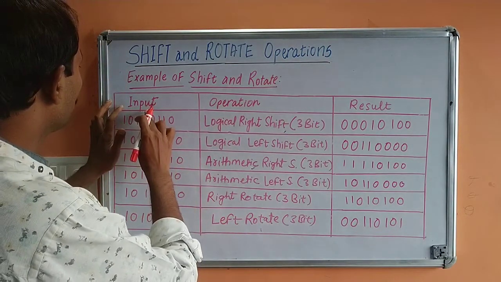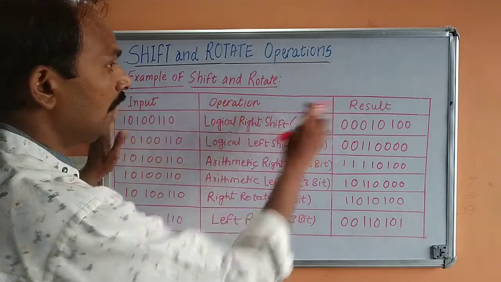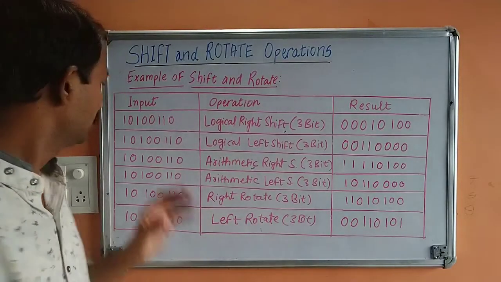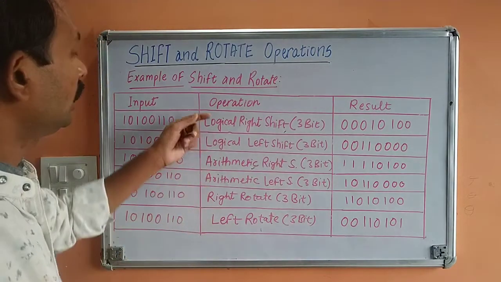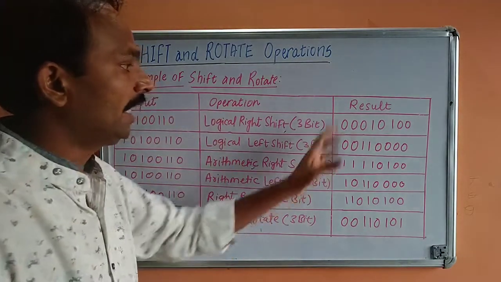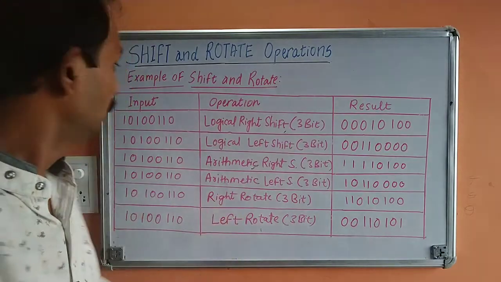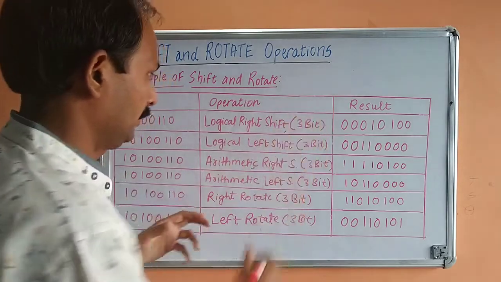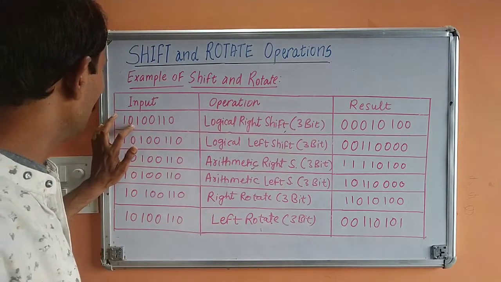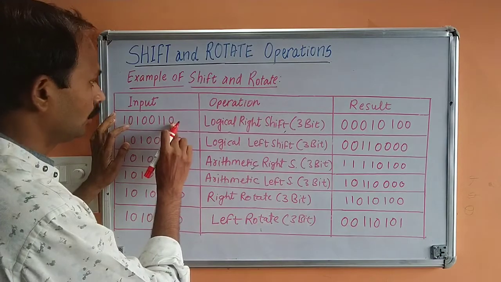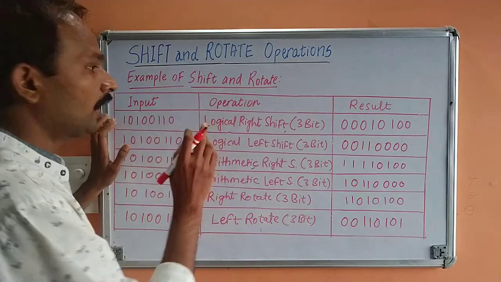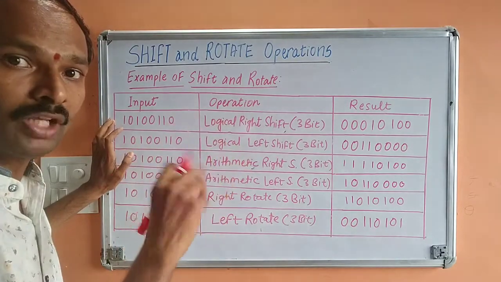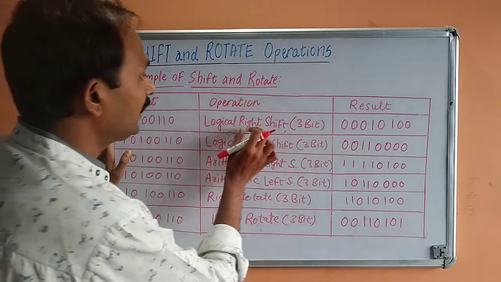Now input, operation and result. The input is the same in all the cases. Now the operation we need to perform, and this is the result that we will get. The first operation is logical right shift by 3 bits. Now this is the number given, 10100110. In logical shifting we are not concerned about the sign bit, so we are not concerned about the MSB. So logical right shift by 3 bits.